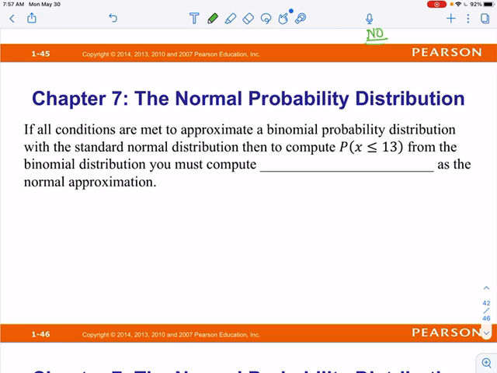Okay, the next ones are asking about adjusting for continuity. So if all conditions are met to approximate a binomial probability distribution with a standard normal distribution to compute the probability that x is less than or equal to 13 from the binomial distribution, you must compute what? If you want less than or equal to 13, this is when you have to include a little bit more. So let's say that was 13, and you wanted the probability that it's on this side. If you want to include more area, you have to slide this line a little bit to the right, which means we're adding 0.5 here. So we really want the probability that x is less than or equal to 13.5.